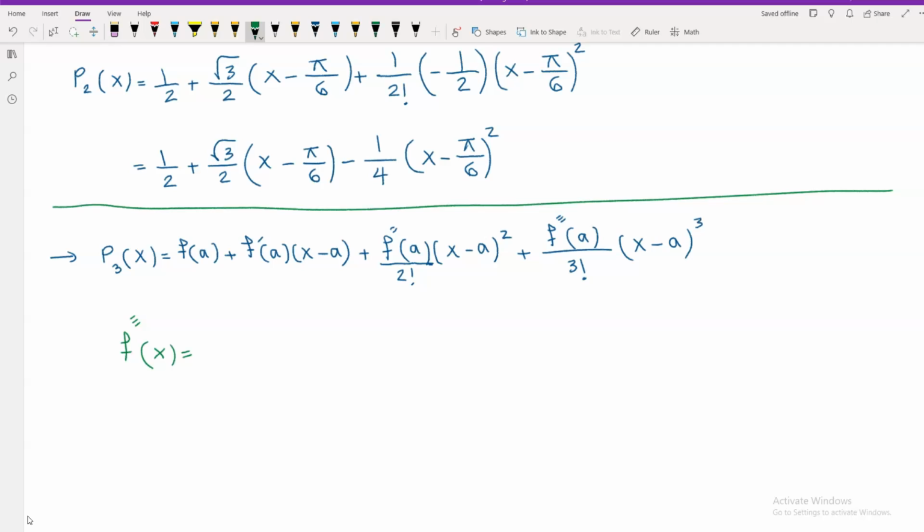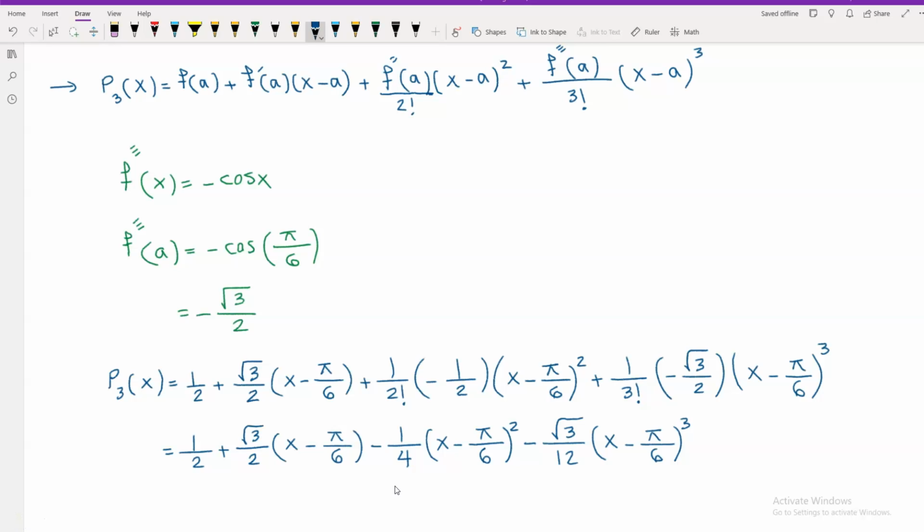This is equal to negative cosine x. And then find the third derivative when x is equal to a. So negative cosine a, where a is pi over 6, is equal to negative square root of 3 over 2.